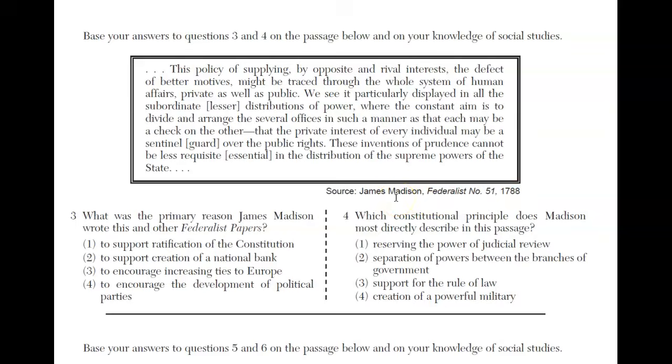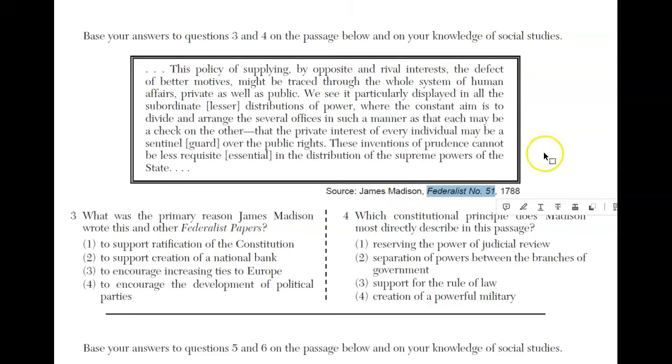James Madison, one of the framers of the U.S. Constitution. He will later be a president. That comes later on. Friend of Thomas Jefferson. James Madison, along with Alexander Hamilton and John Jay, wrote a series of letters to the editor of New York newspapers that came to be called the Federalist Papers.